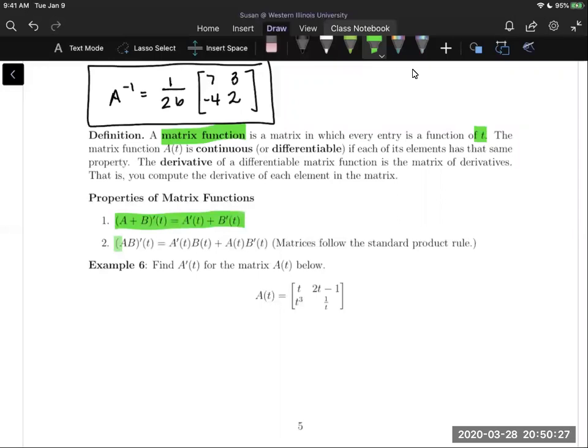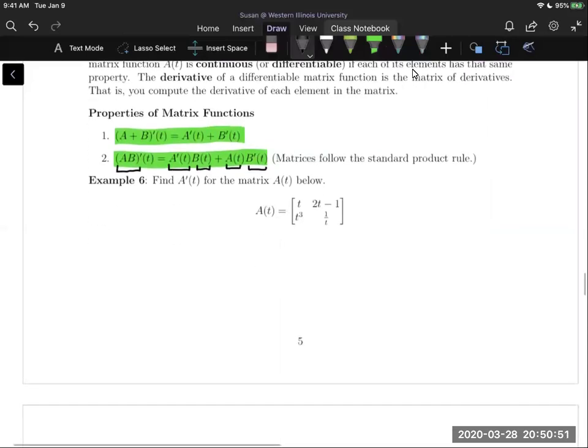And the second property here says that matrices obey the product rule. So just in thinking about when you take the derivative of the product of two functions, now we're talking about taking the derivative of the product of two matrices. And so you can see the product rule: derivative of the first times the second plus the first times the derivative of the second. So that product rule is just still alive and well here with matrices.